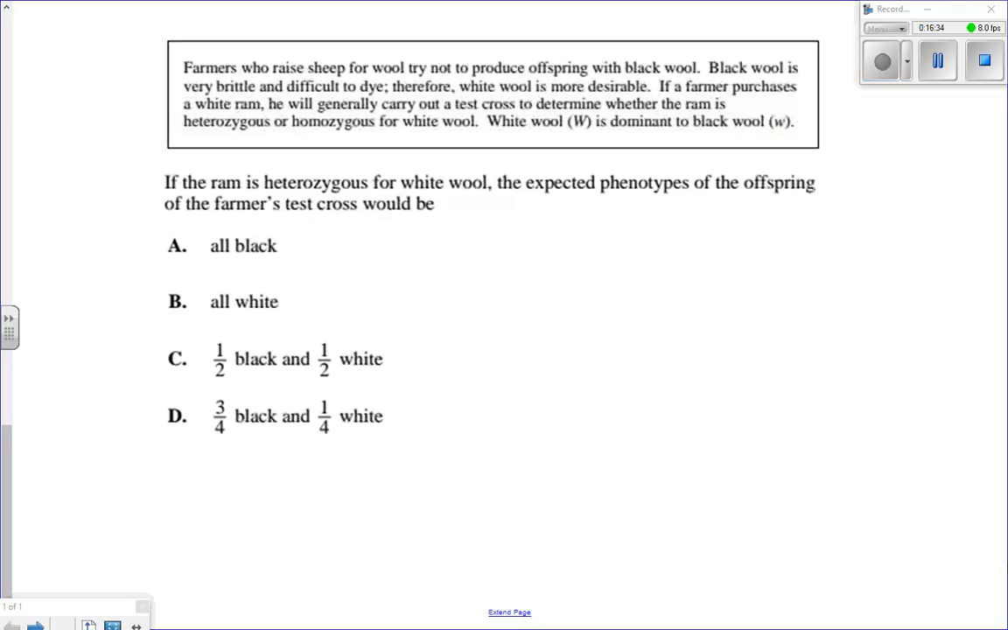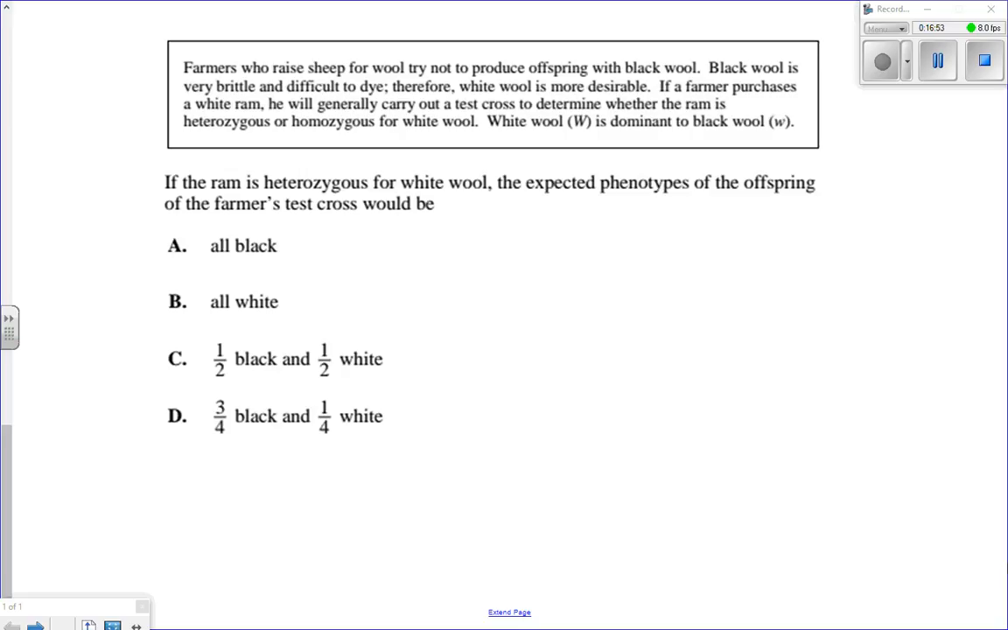It says farmers who raise sheep for wool try not to produce offspring with black wool. Black wool is very brittle and difficult to dye. Therefore, white wool is more desirable. If you've ever heard the expression black sheep of the family, the undesirable, well, black sheep are undesirable for the reasons given here. Difficult to dye and brittle wool.